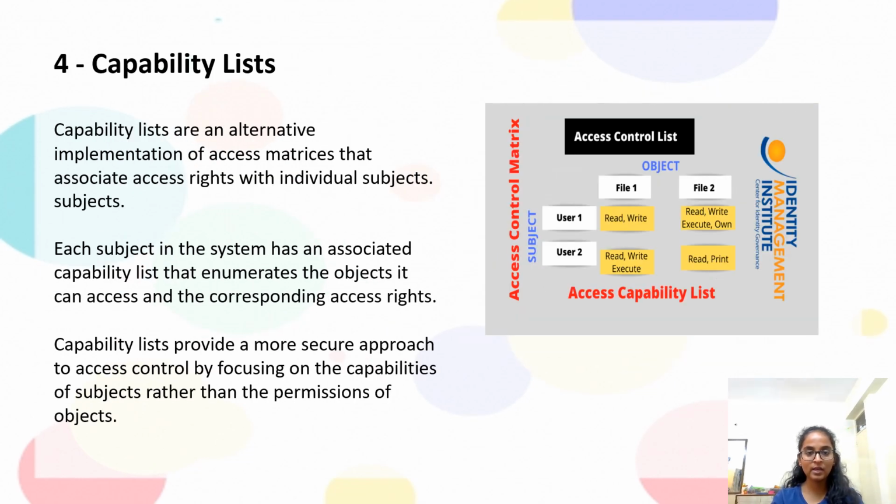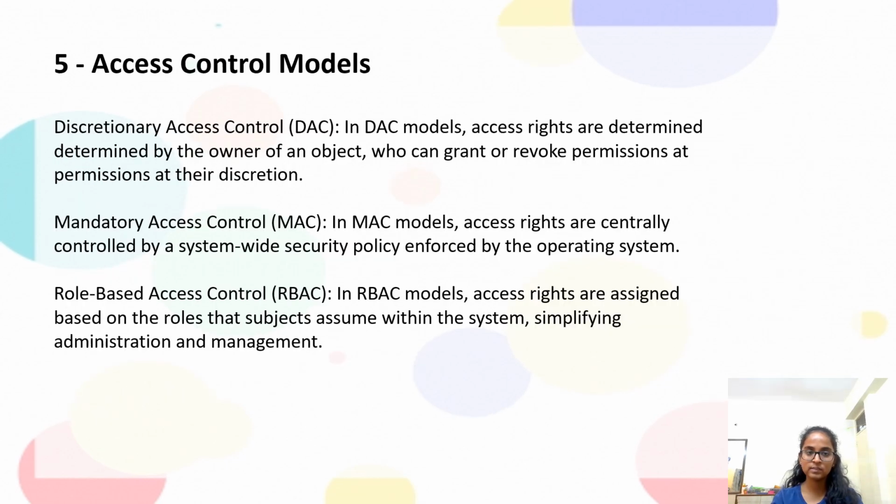Then fourth is the capability list. Capability lists are an alternative implementation of the access matrix that associate access rights with individual subjects. Each subject in the system has an associated capability list that enumerates the objects it can access and the corresponding access rights. Capability lists provide a more secure approach to access control by focusing on the capabilities of subjects rather than the permissions of objects.